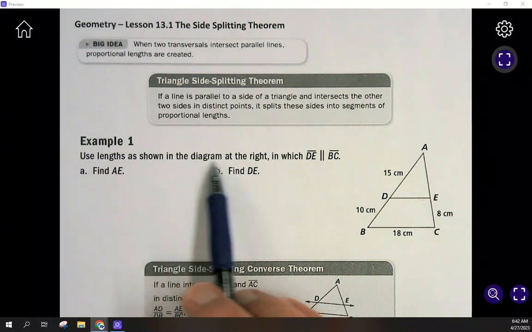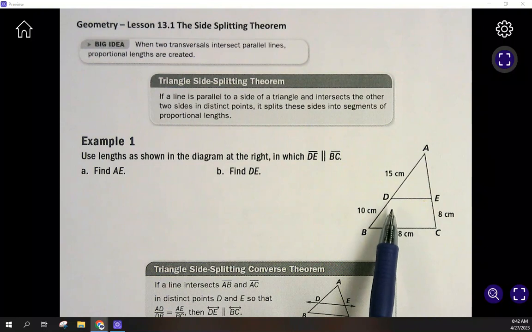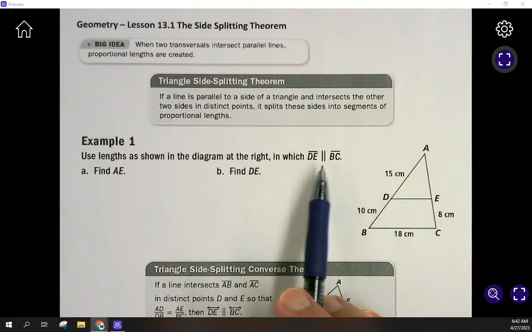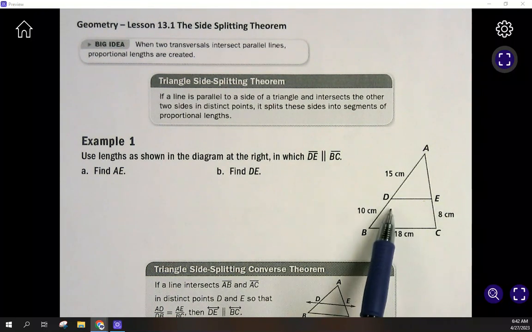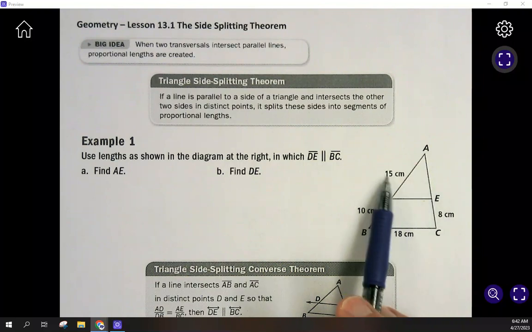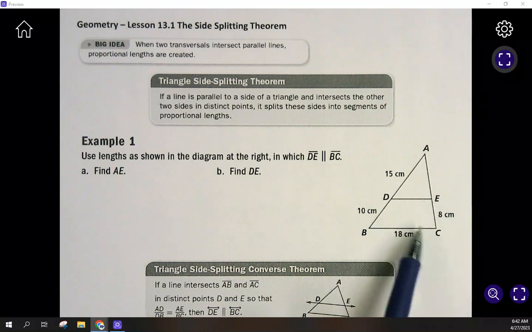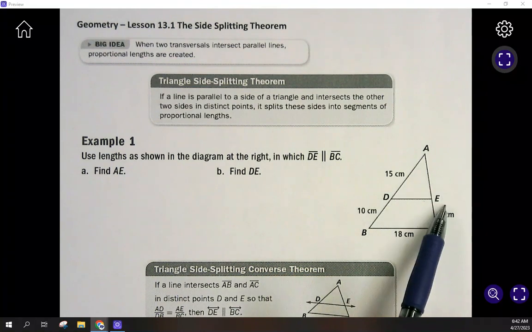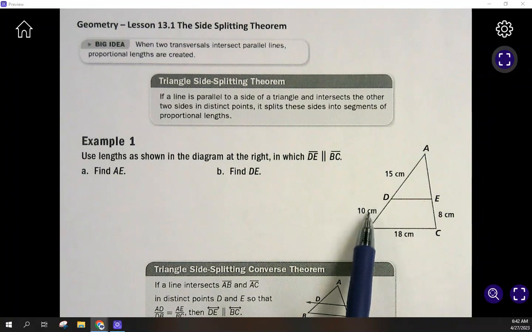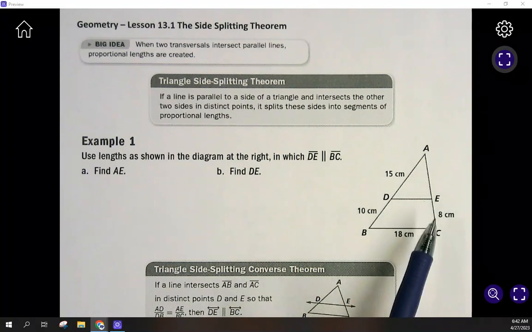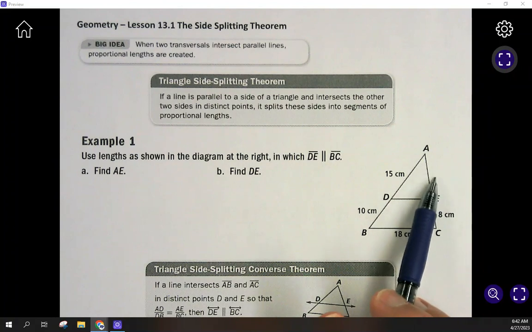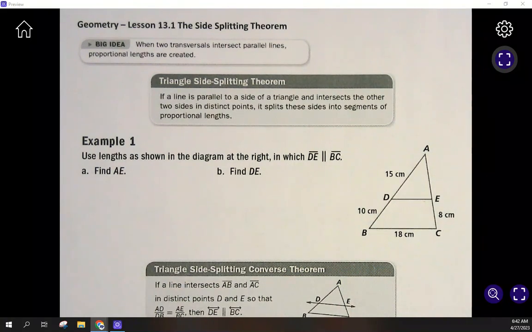So we're going to use the lengths as shown in the diagram at the right. DE is parallel to BC. We need that information to make this true. If DE was simply just a random line cutting through the sides of this triangle, it's not going to cut this up proportionally. But because it's parallel to BC, it will cut these up not necessarily into equal pieces, but proportional pieces. So 10 is going to compare to 15, the same way 8 is going to compare to whatever number this is. So first we're going to find AE.